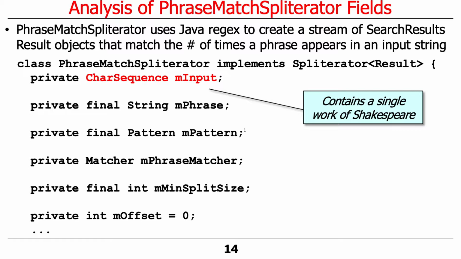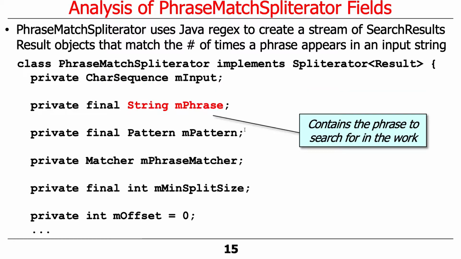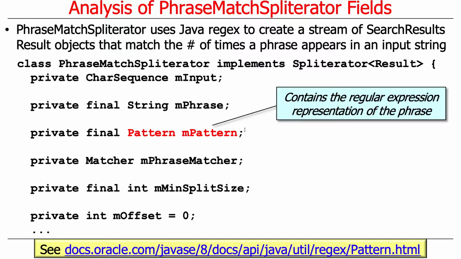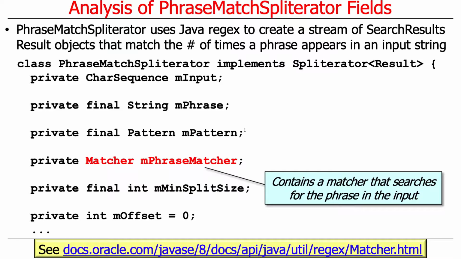So real quick, this is again recap. mInput is a character sequence that consists of all the text in a single work of Shakespeare, like Hamlet or Julius Caesar. mPhrase is the given phrase that we're searching for in the work, like "to thine own self be true," or "brevity is the soul of wit," or "et tu, Brute," pick your favorite Shakespeare phrase. mPattern is that phrase converted into a regular expression. Then the pattern matcher is an association of that regular expression with the input string we're searching, the work of Shakespeare. So it creates a pattern matcher that can efficiently find whether the phrase occurs anywhere in that input.